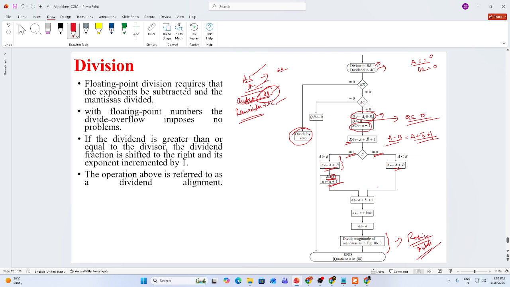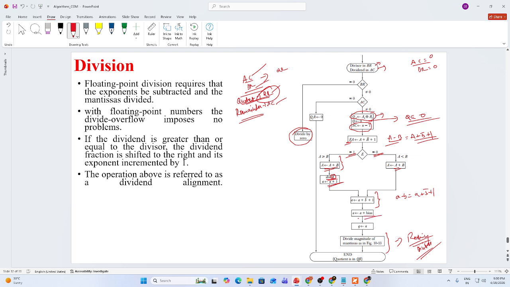So after that, we proceed. Once we do this, we need to subtract the exponents. As part of the division algorithm we need to subtract the exponents, so I need to do a minus b, which I can do with a plus b bar plus 1. Once I subtract the exponents I need to adjust the bias, that is what I told.